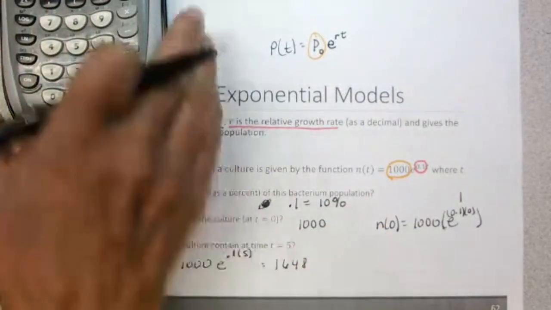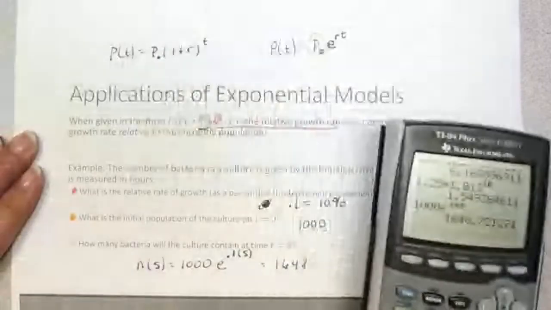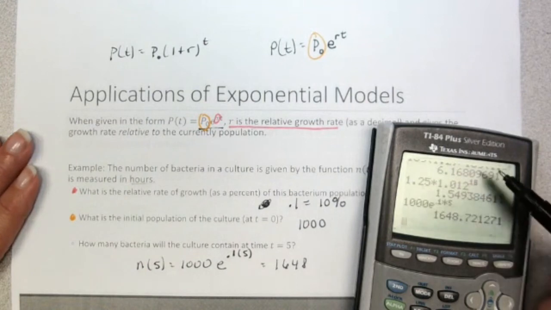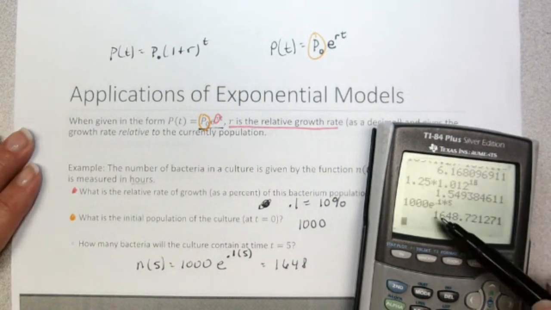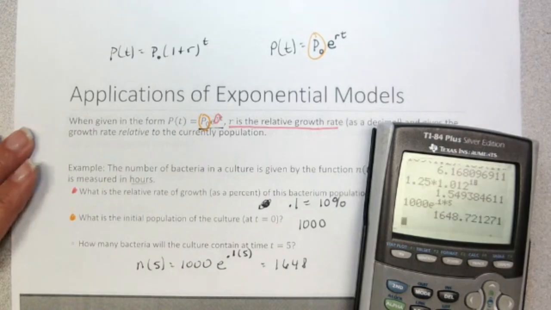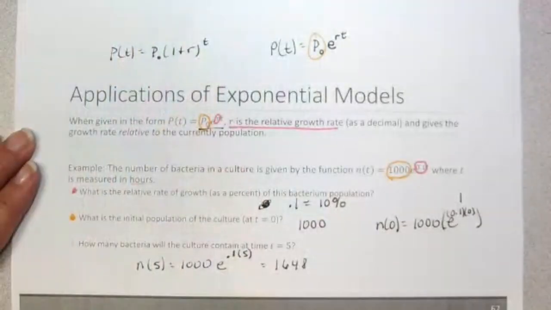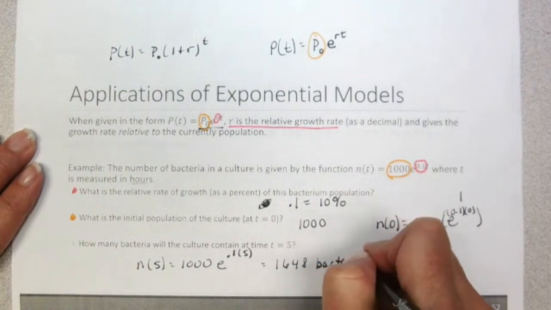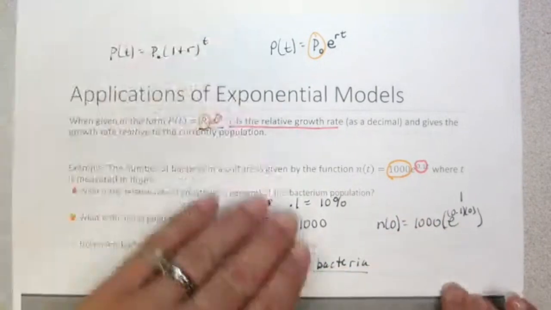Now, do I want a decimal here? I do not, because I can't have a portion of a bacteria, can I? So I don't want to round up either, because I don't quite have that next bacteria. All I have is 1,648 and then 7/10 of another bacteria. So I want to make sure that I truncate.